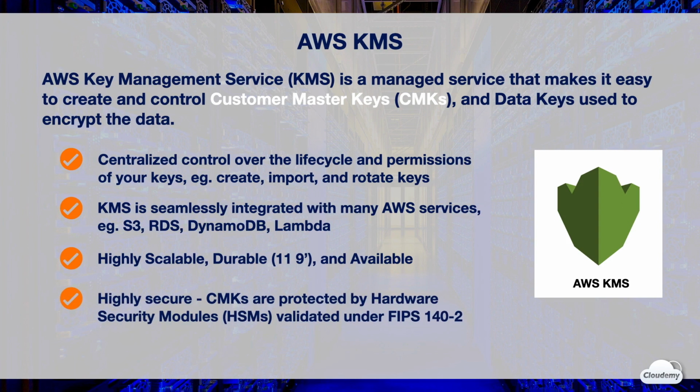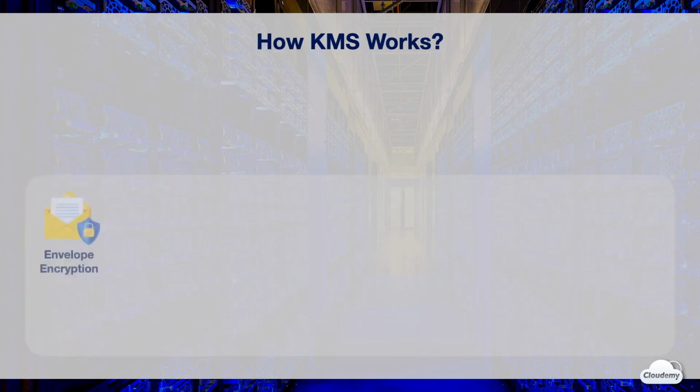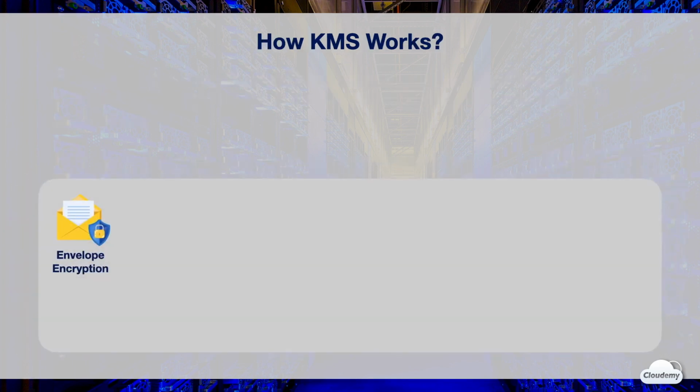KMS is highly secure, as all CMKs are protected by hardware security modules, or HSMs, which are validated by the FIPS 140-2. FIPS 140-2 is considered one of the toughest cryptographic validation programs. KMS keys can never leave the AWS region in which they were created. No one, including AWS employees, can bypass the system and retrieve your plaintext keys. KMS uses the envelope encryption mechanism that allows you to encrypt your data using data keys and protect data keys using CMKs. Here is how KMS works.